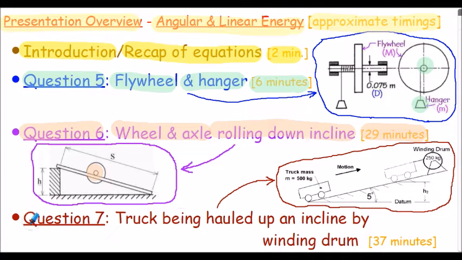And finally, question 7 relates to a truck being hauled up an incline by a winding drum or a winch, and commences 37 minutes into the presentation. In this case, the truck has linear motion as it's hauled up the incline. The winding drum has angular motion.